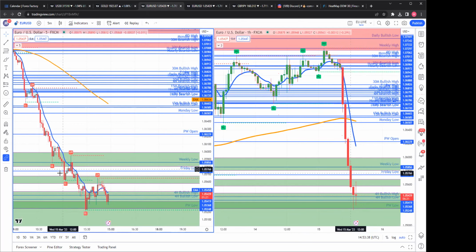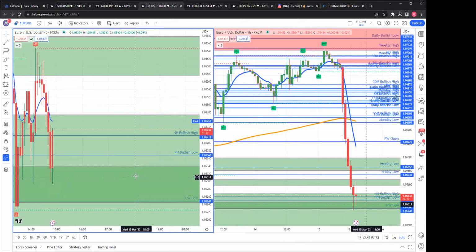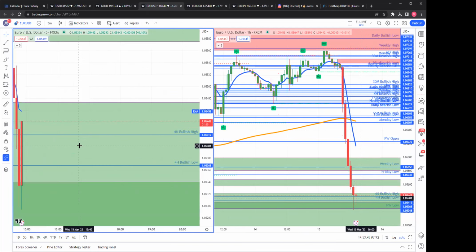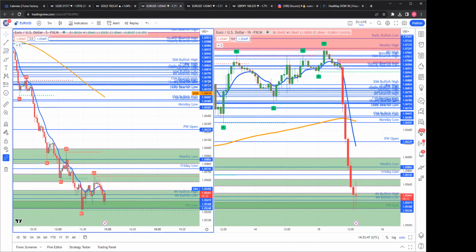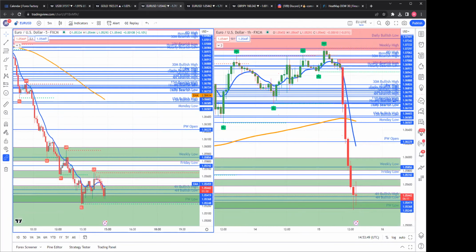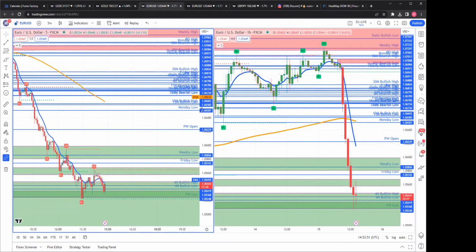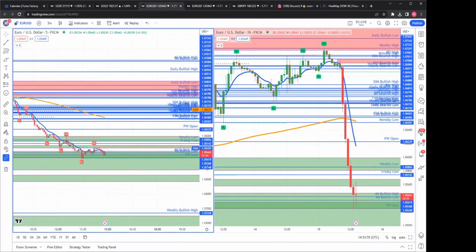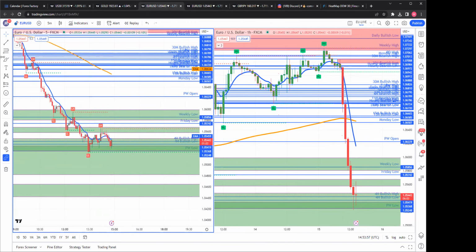EU is still consolidating right now. We are in a 4-hour bullish low and bullish high. What's a good entry for this? You can enter where price is right now, but look at where price can go. So let's see how big of a zone this is. This is coming from those drawings that I had earlier.